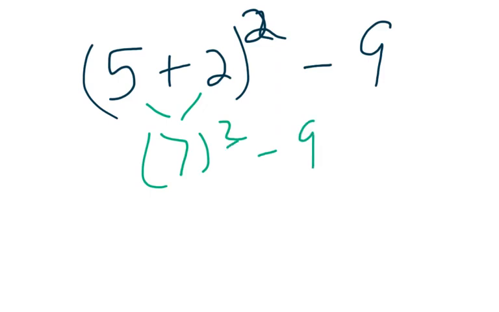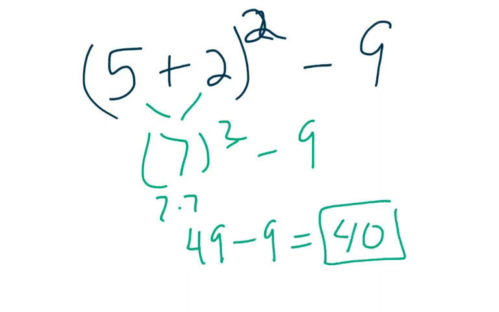Then you want to do your 7 squared, which of course is 7 times 7. So that gives you 49 minus 9. And then if you subtract those, you get 40.